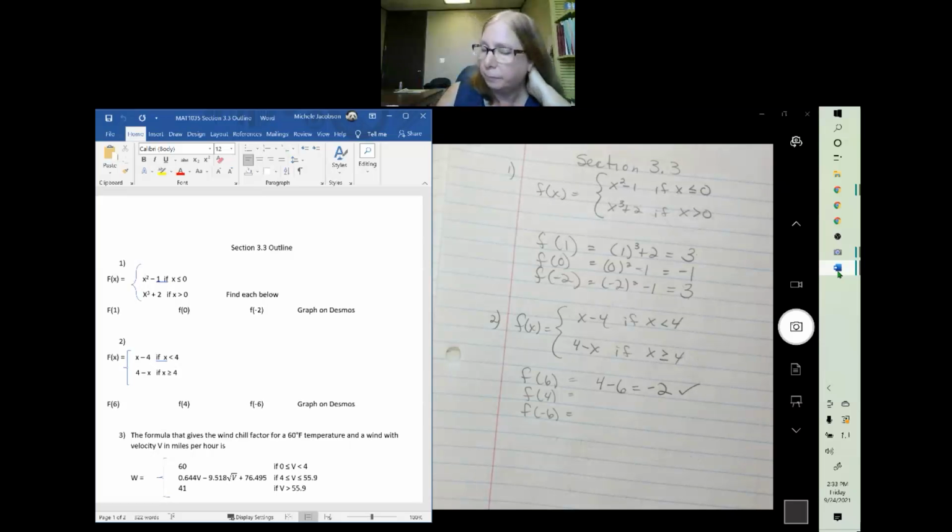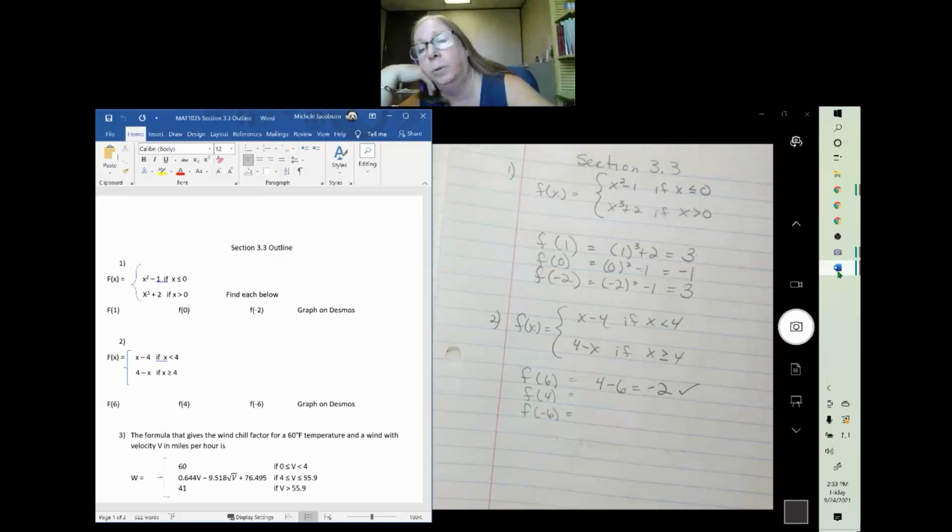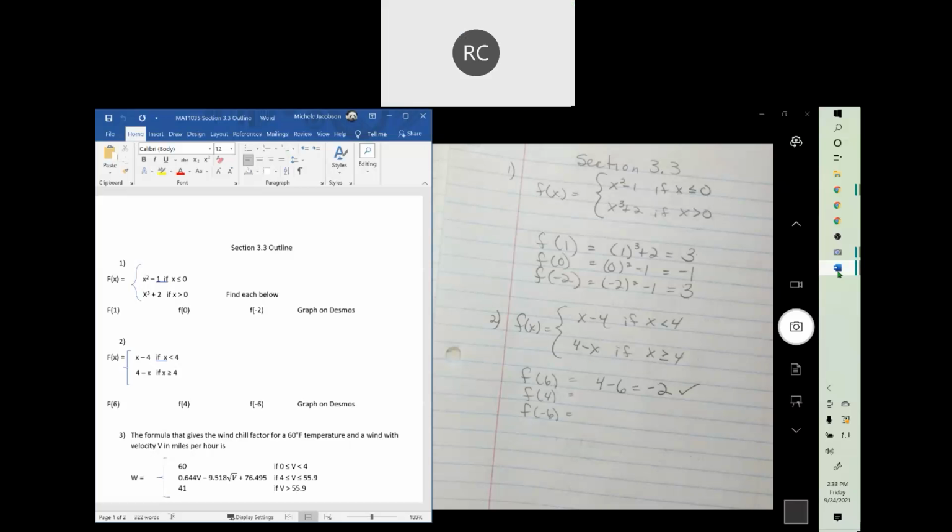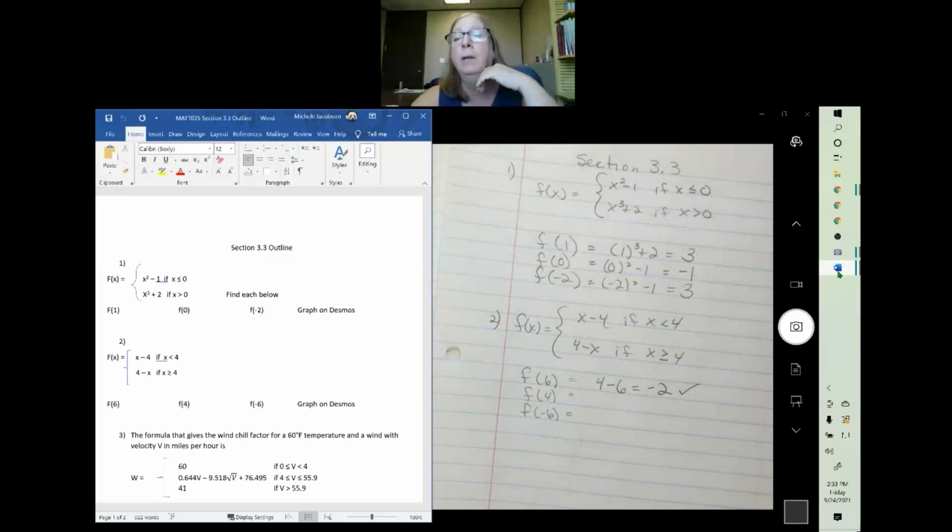Those are correct. Now notice the f of 4. Should we use the top or the bottom row? Bottom, because it says less than or equal to, or greater than or equal to. You're exactly right. It has the equal to part, and so that's the one you would use. Now, in this problem, notice it doesn't matter which one you use, you get 0 for both. What's happening is it's making it continuous because both of them are going to meet at 0.